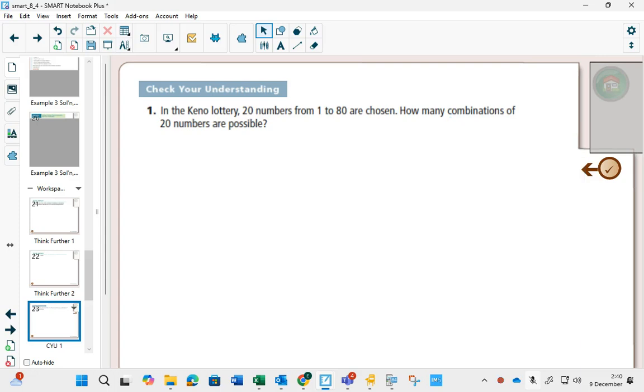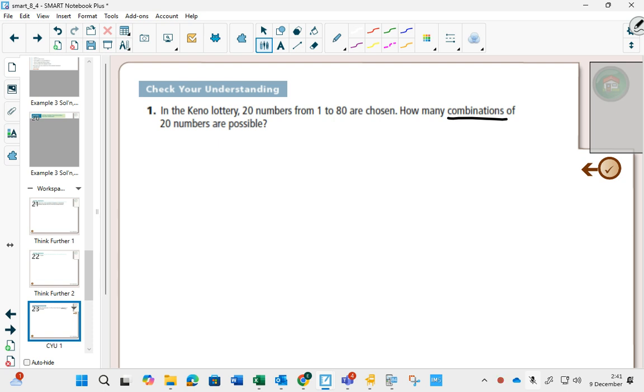Has anyone heard of the Keno lottery before? No. Have you heard of Lotto 649 in Canada? Some of you, yes. Okay, we'll do Lotto 649 after this, but we'll do this one first to show you how easy the formula is. In a lot of lotteries, and this one even says how many combinations, so they kind of tell you that the order doesn't matter. But in a lot of lotteries, you pick numbers, and it's not like you get it wrong if you got the numbers in the wrong order. As long as you have the right numbers, you're going to win.